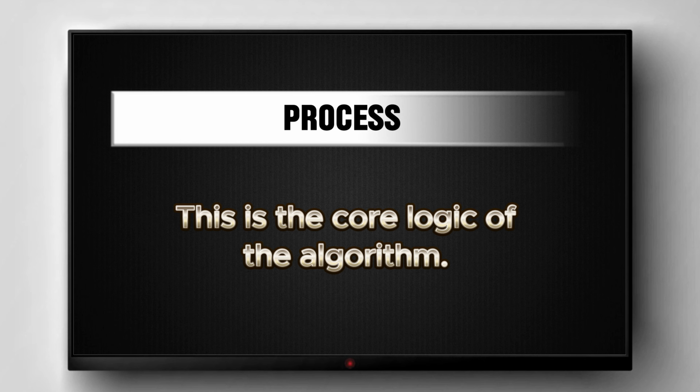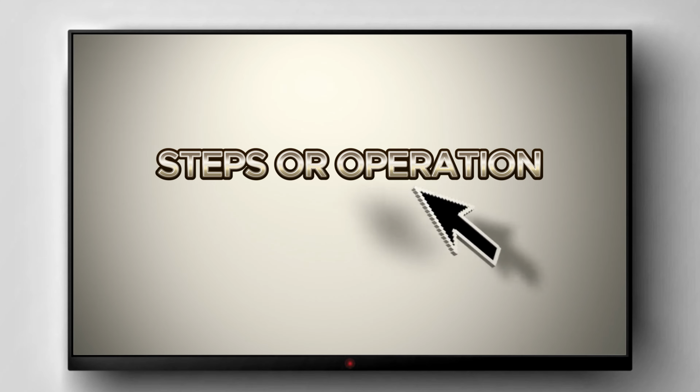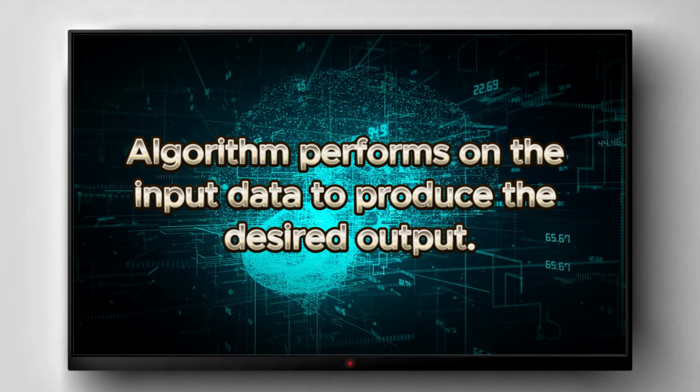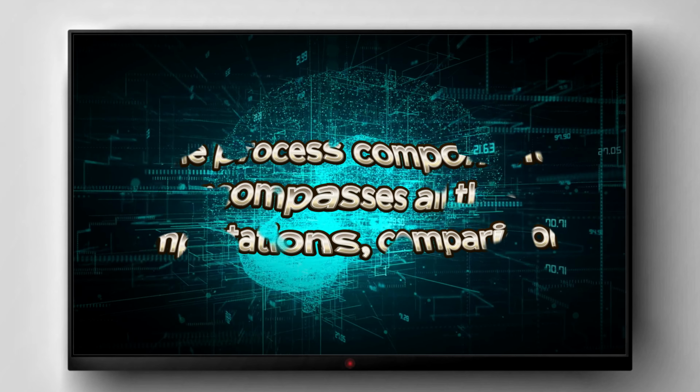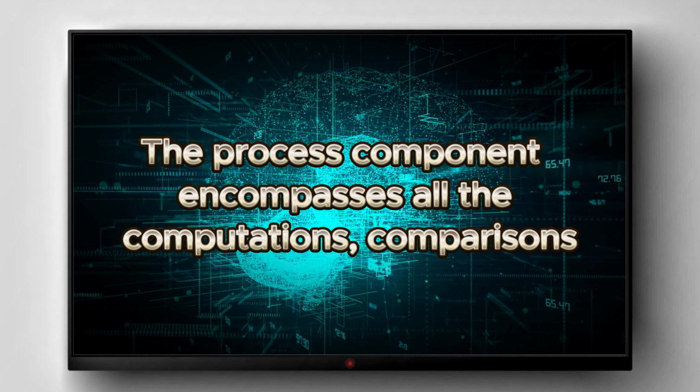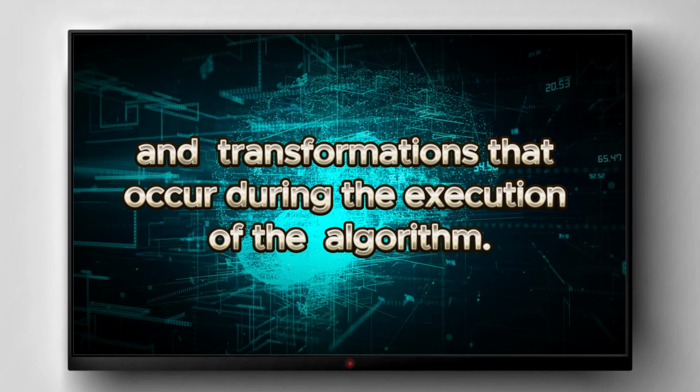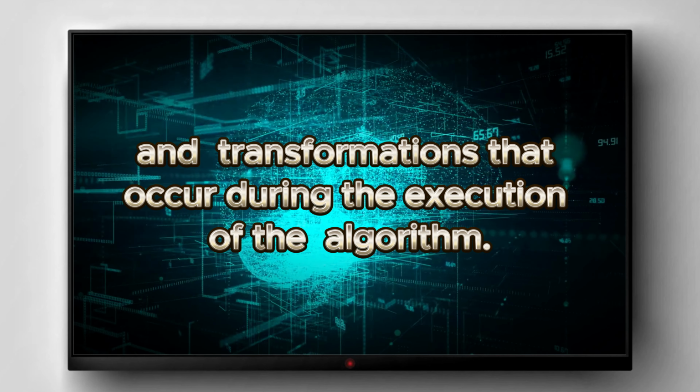Process. This is the core logic of the algorithm. It represents the steps or operations that the algorithm performs on the input data to produce the desired output. The process component encompasses all the computations, comparisons, and transformations that occur during the execution of the algorithm.